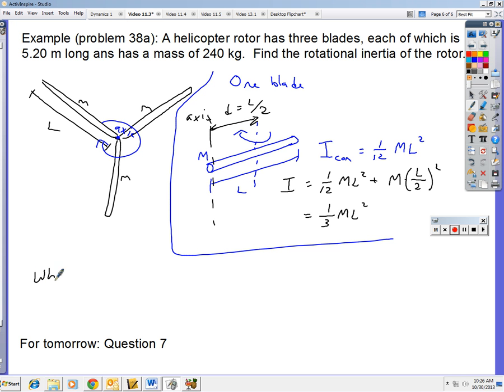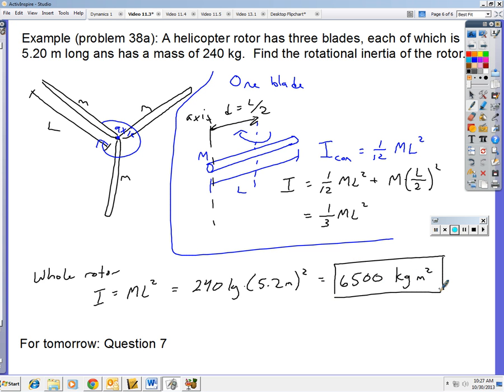Therefore, the moment of inertia for the whole rotor is the moment of inertia of each blade plus the sum of the moments. And so it's just mL squared, where m is the mass of one blade, and L is the length of one of the rotor blades. So it's 240 kilograms times 5.2 meters squared. When you put that in your calculator, you get about 6,500, and the units are kilogram meters squared. And that is how you use the parallel axis theorem and page 227 to calculate moments of inertia.